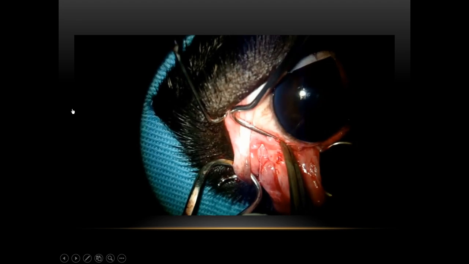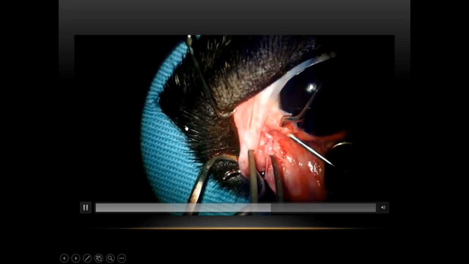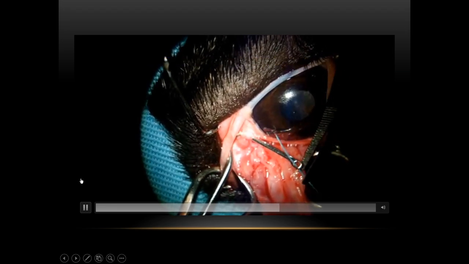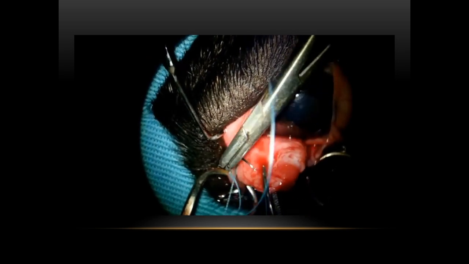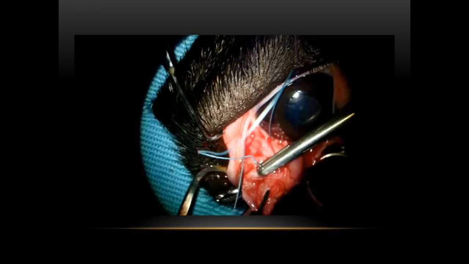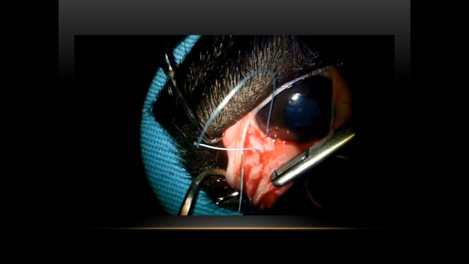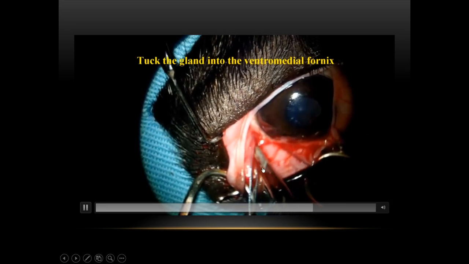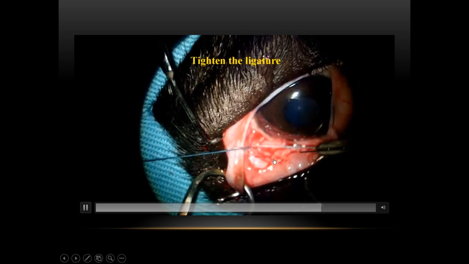So you pass the gas hook. There you go. Now you pass the suture through the hole, and around the muscle. You take your suture material and go through the gland using a U pattern. Okay? So you pass, you give one bite, put the gland in the ventral fornix, and then tie your knot.